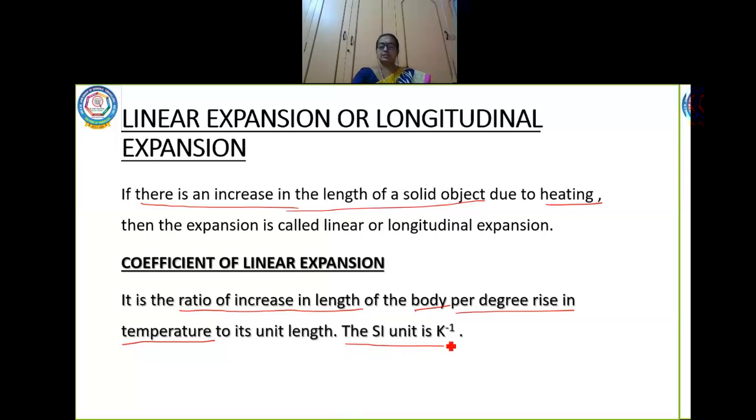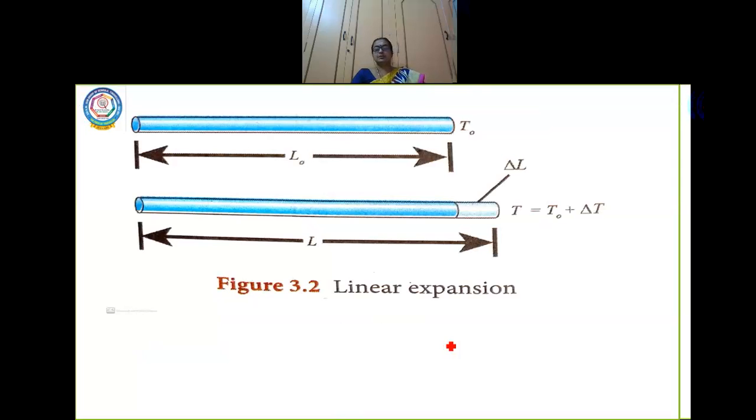The SI unit of coefficient of linear expansion is per Kelvin. Now look at this diagram. You will be able to understand this better when you see it. Here the original length of the body is represented as L naught, at temperature T naught. There is no rise in the temperature of the body, so the initial length of the body is considered to be L naught. Now what happens?